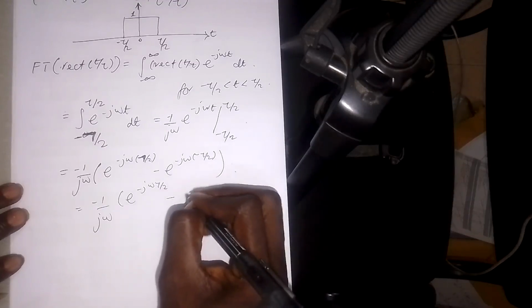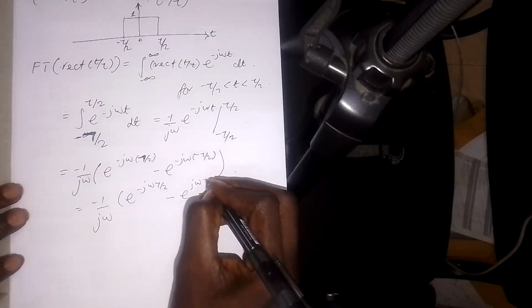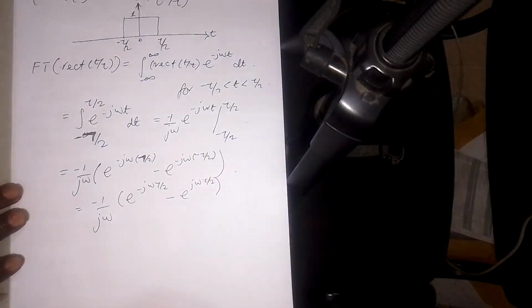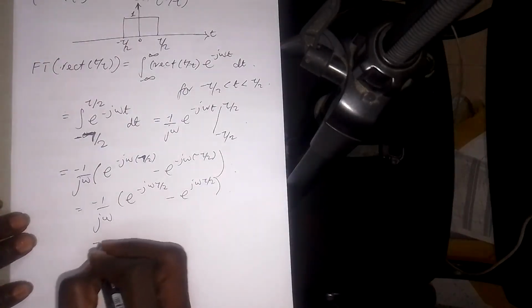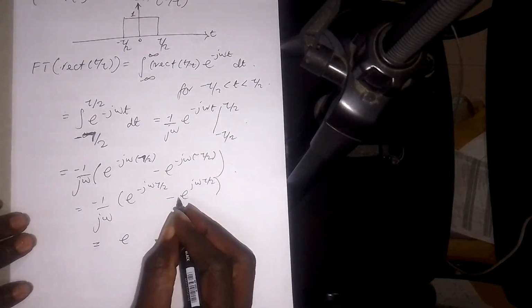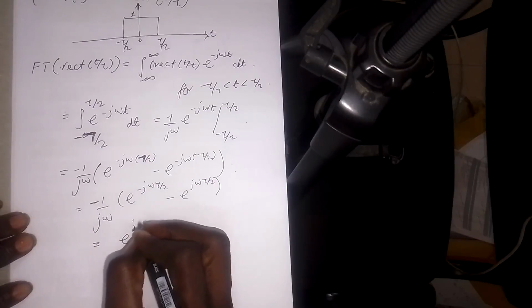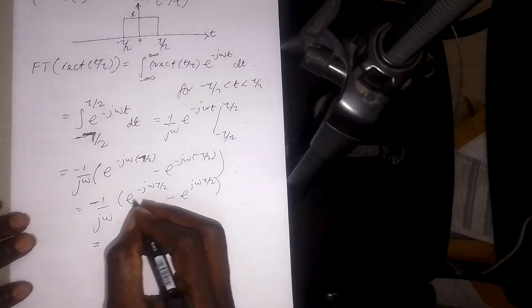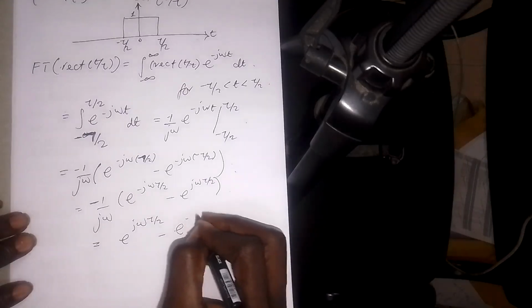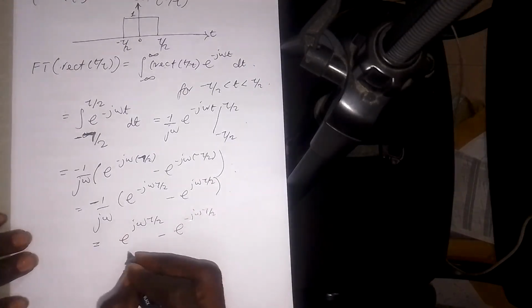And then minus e exponent positive j omega, minus positive tau on 2. So this is what I'm going to have. Now I can multiply through by this negative, so this one is going to come here and will be positive: e to the j omega tau on 2, and this guy will become negative: e to the minus j omega tau on 2. And this guy can now come down, j omega.